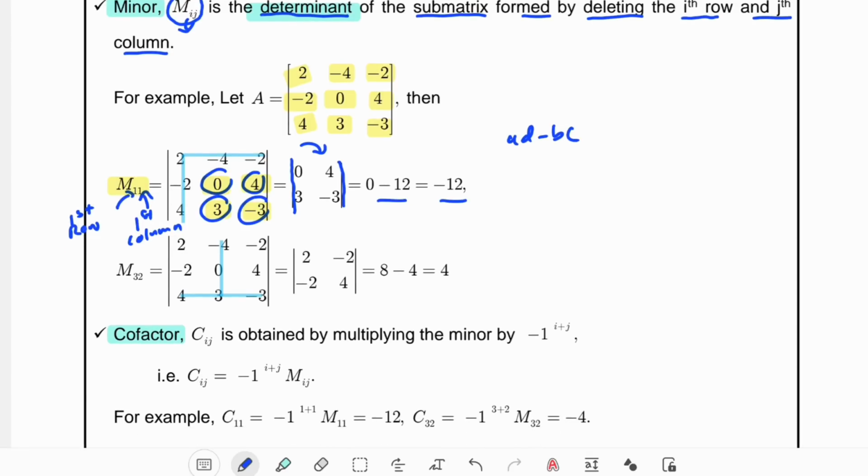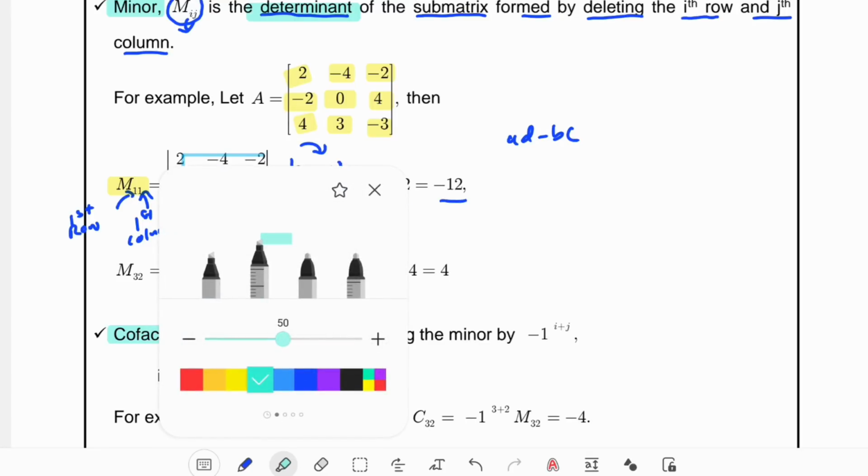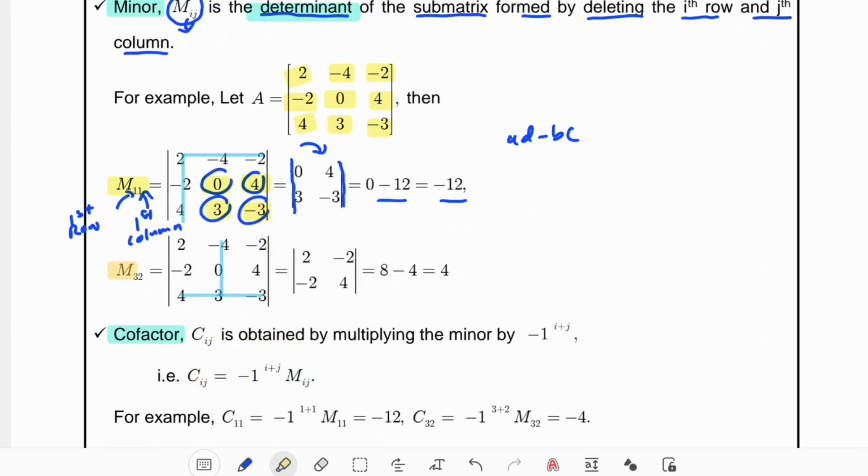The same thing goes for the minor 3, 2. So, if the question asks for the minor 3, 2, it means that you need to delete the third row and the second column. The remaining elements or entries, you have to find their determinant, which gives you 4. That is what is meant by minor.